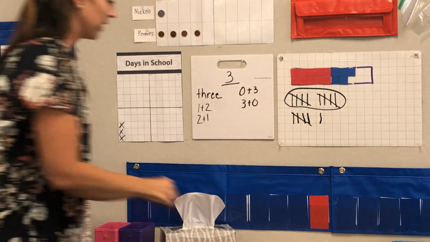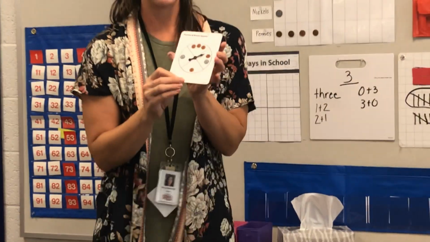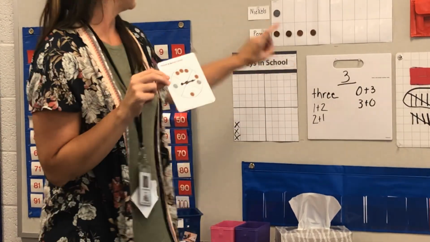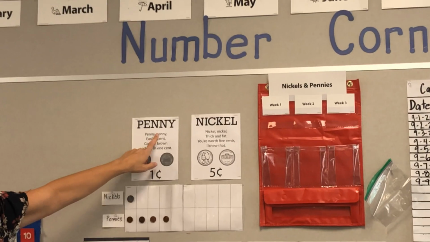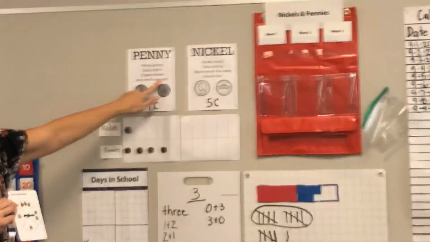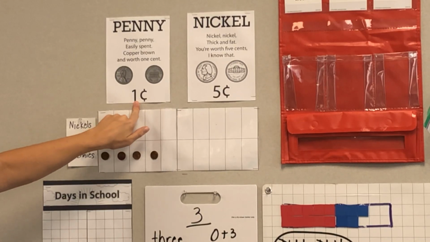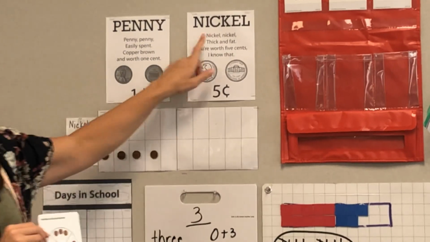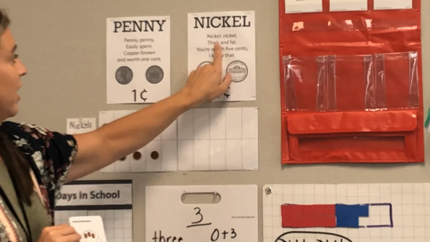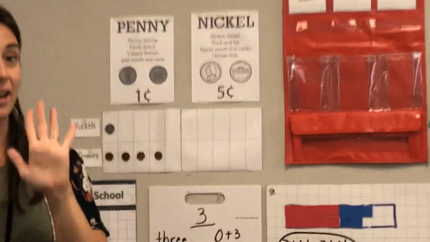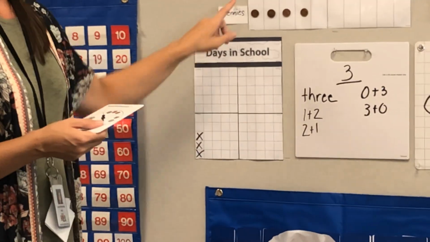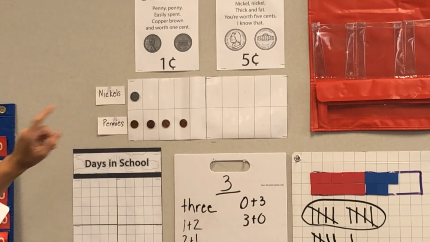Now, the last thing we're going to do today is I'm going to spin the spinner and we're going to collect more nickels and more pennies. So say the poem with me. The penny poem goes, penny, penny, easily spent, copper brown and worth 1 cent. A penny is worth 1. Nickel, nickel, thick and fat, you're worth 5 cents. I know that. A nickel is 5 cents. So when we count our nickels, we have to count by 5s. And then when we count our pennies, we change our counting to by 1s.